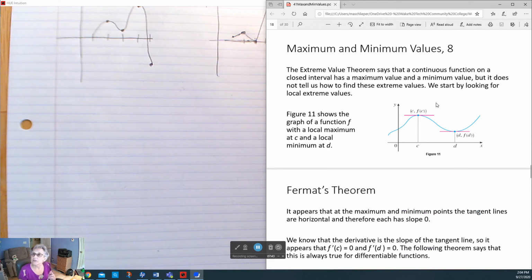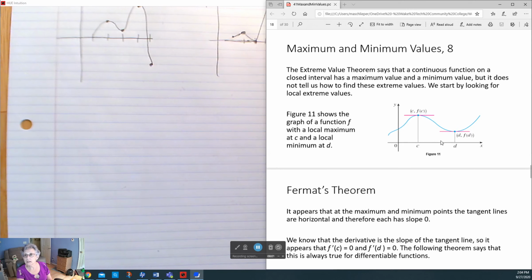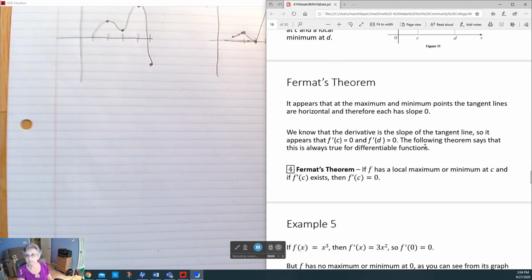Now, the extreme value theorem says that it takes on a max and a min, but it does not tell us how to find them. Fermat's theorem helps us with that, however. It appears that at the max and min points, the tangent lines are horizontal. Doesn't mean that every place the tangent line is horizontal gives you a max or a min, but it's a good place to start looking. So Fermat's theorem says, if f has a local max or minimum at c, and if the derivative exists, it must be equal to 0.